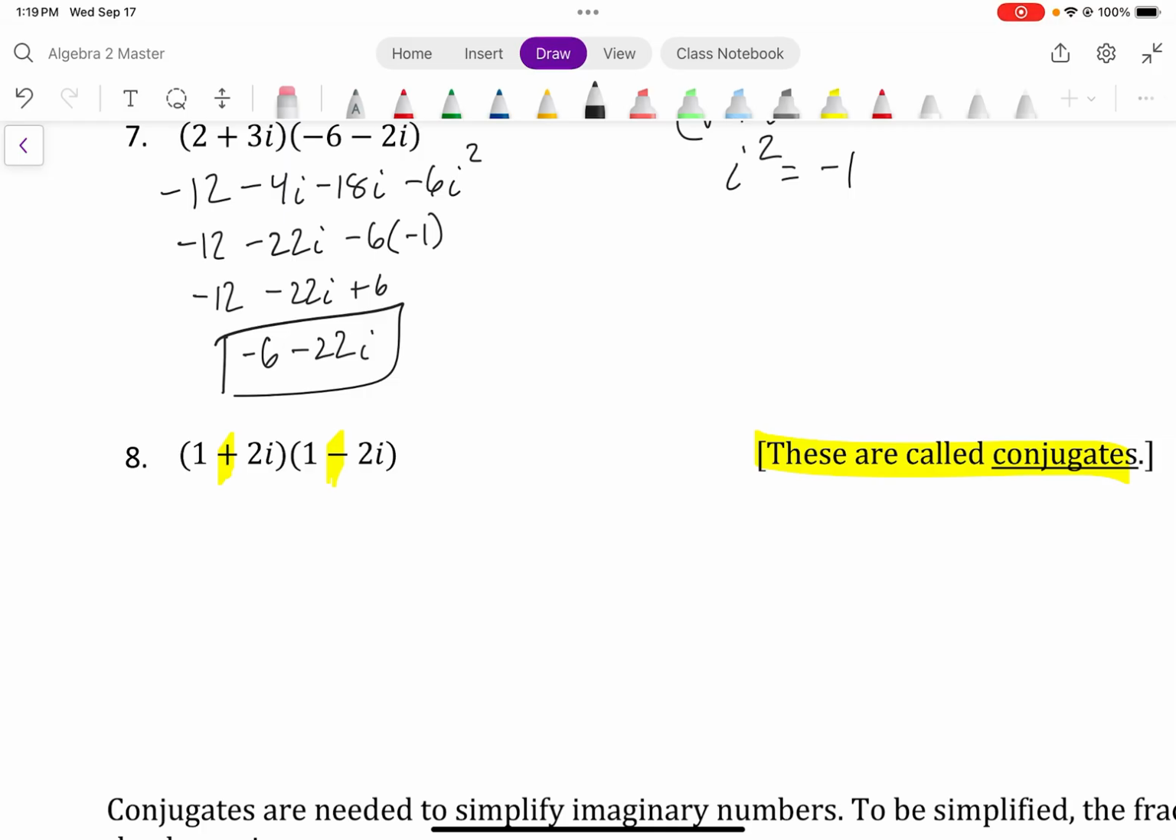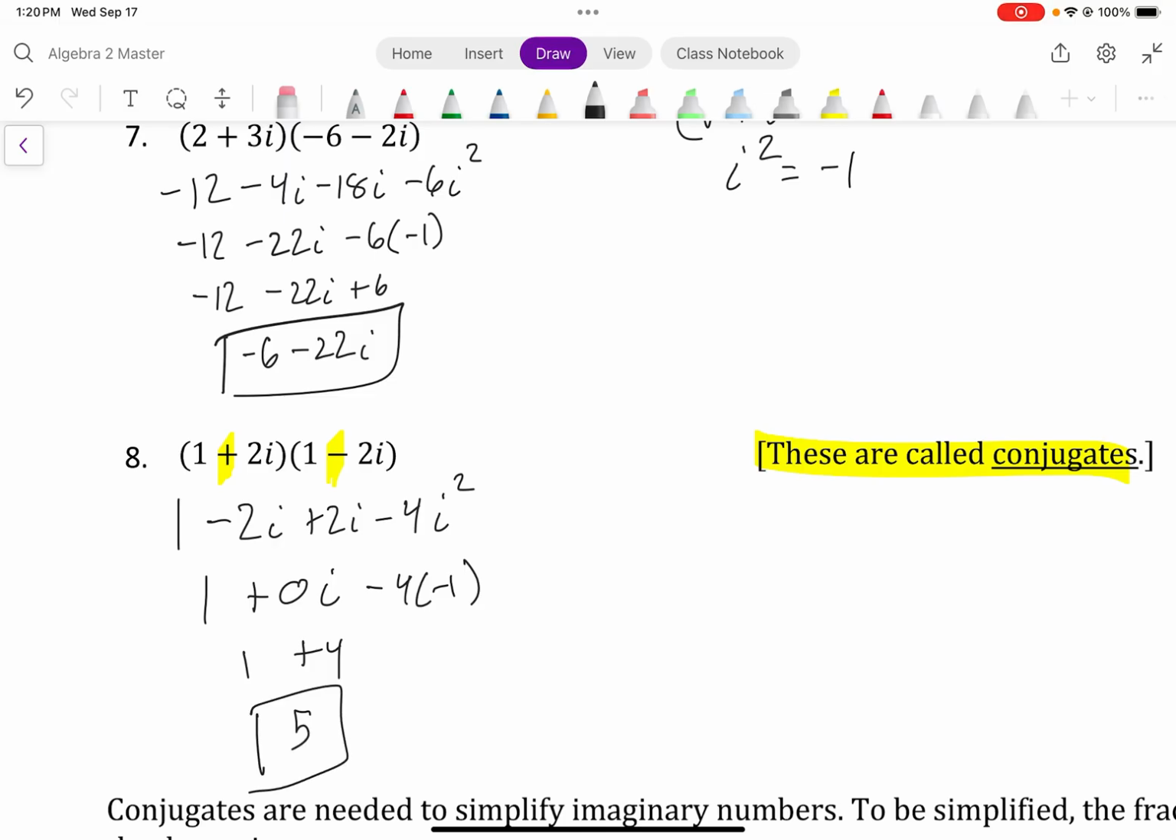So FOIL, again, first times first, 1 times 1 is 1. Outside times outside, 1 times -2i is -2i. Inside times inside is a +2i. And then last times last is a -4i squared. But what happens here is you get a 0i in the middle, and I just end up with 1 plus 4 is 5.